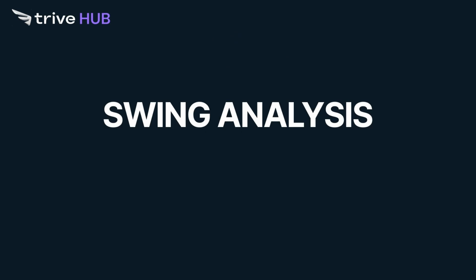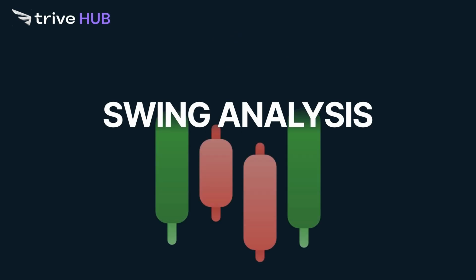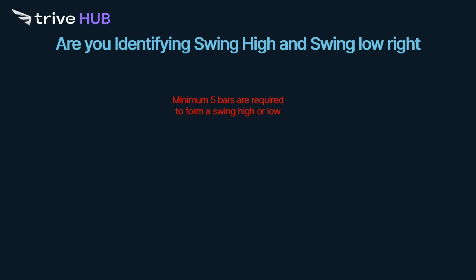Alright, next is how to do swing analysis. Defining swings is very important in the market to identify uptrends, downtrends, or a sideways market. So you identify swing highs and swing lows, right? Because we need a minimum of 5 bars to form a swing high or a swing low, and this is where most players fail to identify real swings, and they put stop losses at random levels that get hit very frequently, and then they blame the market.